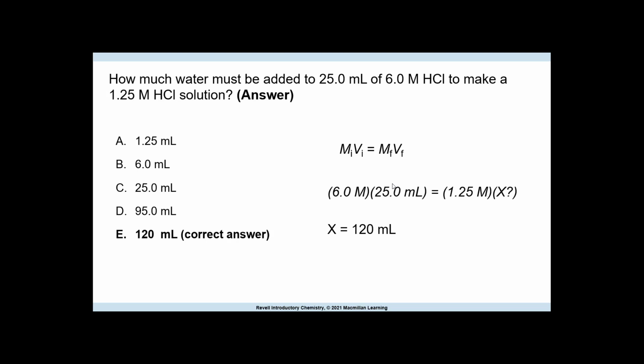So I just kind of put everything in without isolating it out, but you can see what the initial was, where the final is, and you can see what the answer is here. 120 mils is what you would need of water.